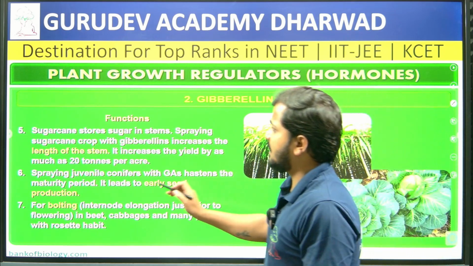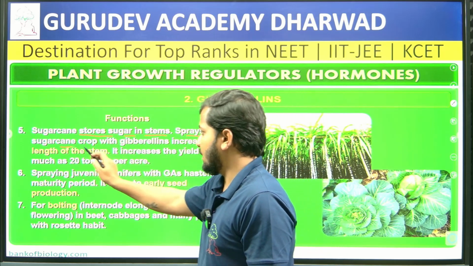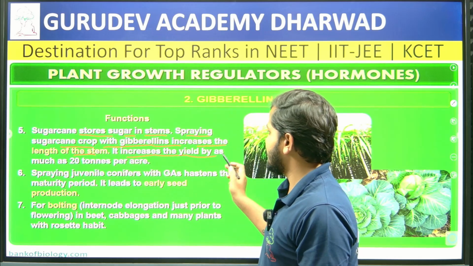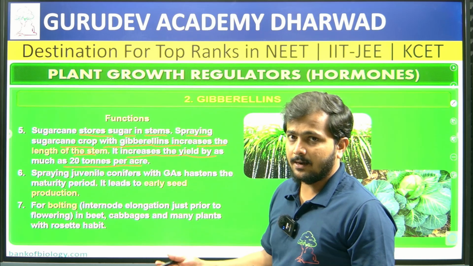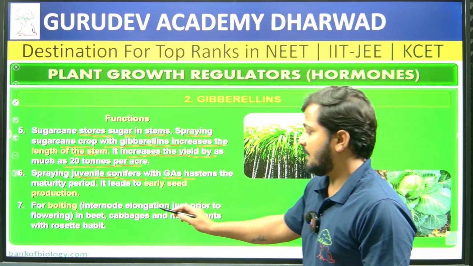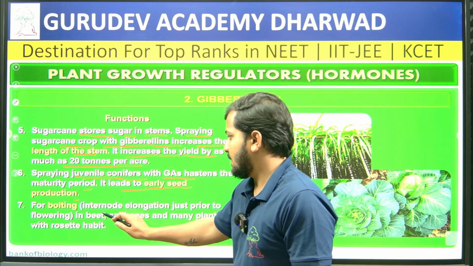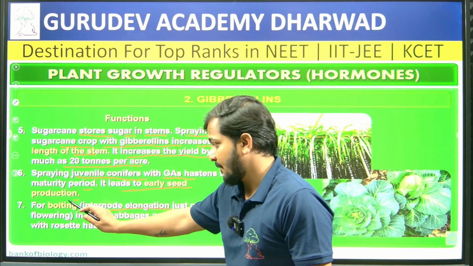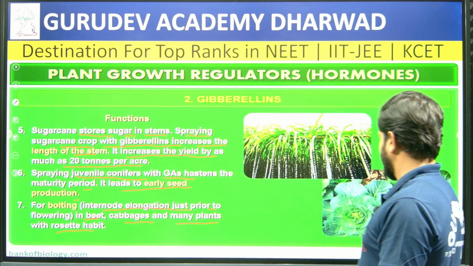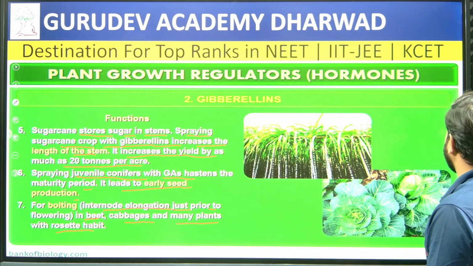Again, functions, if you consider, sugarcane stores sugar in the stem. Spraying the sugarcane crop with gibberellin increases the length of the stem. Then it increases the yield by as much as 20 tons per acre. Spraying juvenile conifers with GA3 hastens maturity, right? It leads to early seed production even. Then for bolting, internode elongation just prior to flowering, you can find it in beet, cabbages and many plants with the rosette habit. So for the bolting procedure, even gibberellic acid can be used, right?